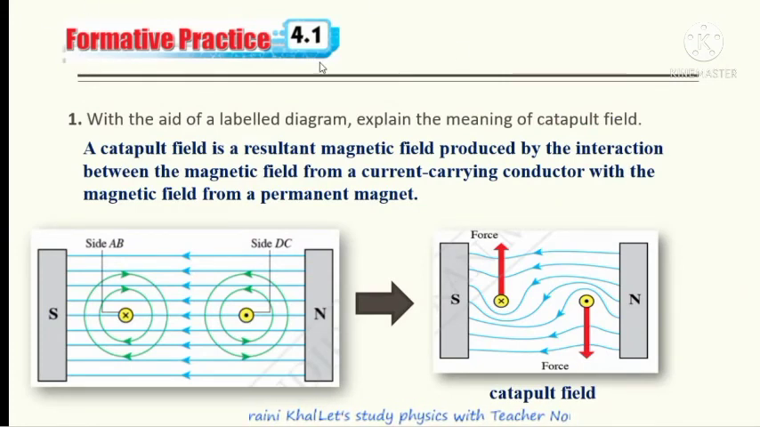Now we discuss formative practice 4.1. Number 1, with the aid of a labelled diagram, explain the meaning of catapult field. So this is the diagram used to explain catapult field. A catapult field is a resultant magnetic field produced by interaction between the magnetic field from a current-carrying conductor and the magnetic field from a permanent magnet. You can sketch a diagram like this to show the catapult field.